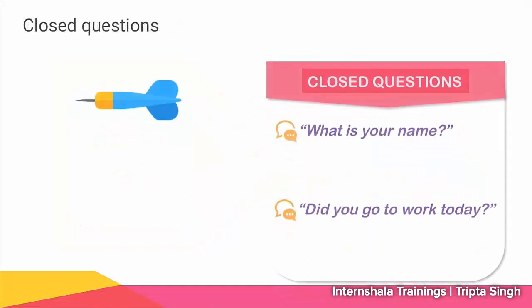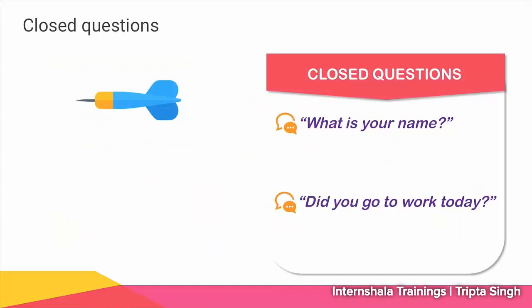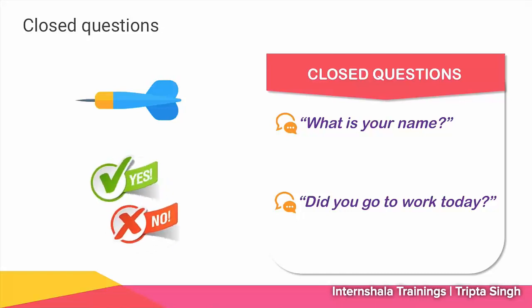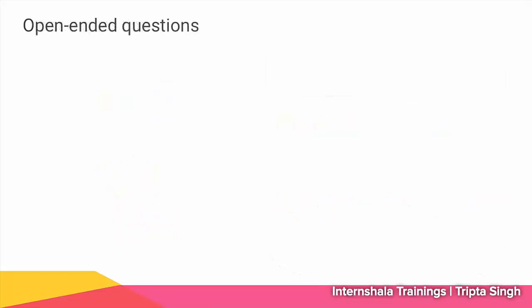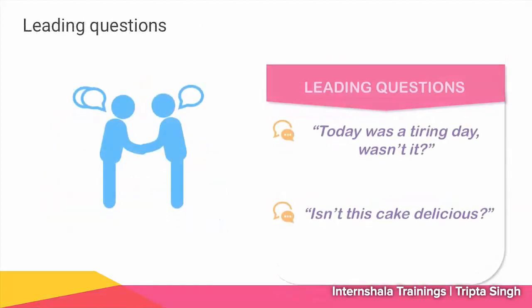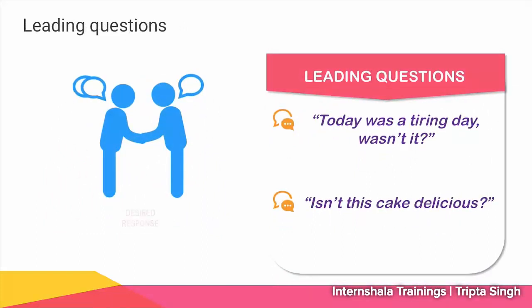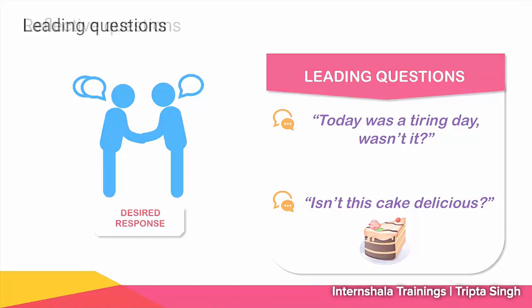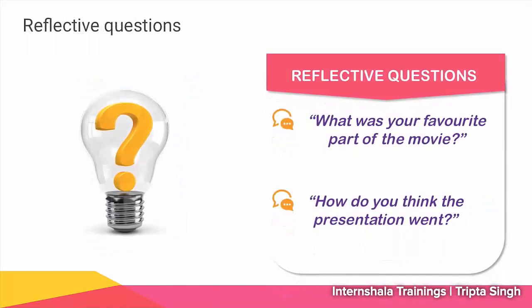Closed questions are direct and generally require short answers or yes or no answers. In comparison, open-ended questions encourage detailed feedback and are often used to create conversation. Now, leading questions are specifically phrased to elicit a particular response. Say you ask somebody, "Isn't this cake delicious?" They are likely to agree. Reflective questions encourage thought and elaboration.